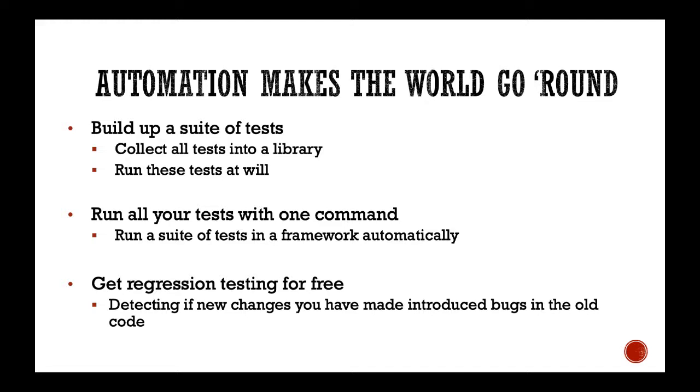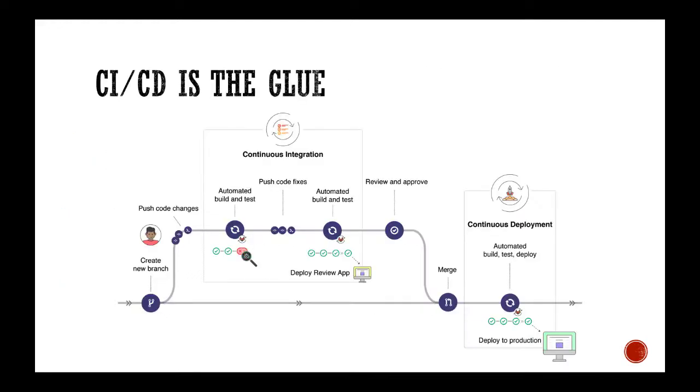Okay? Then what we do is we take this testing and we start to roll everything you've now learned together. We take version control, we match it with build tools, and we match it with testing, and we put it into what we call continuous integration and continuous delivery. That's CI/CD, which glues everything together.